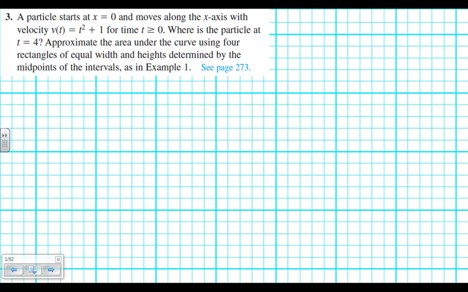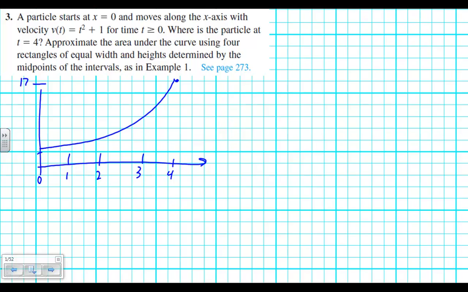Okay, so as I map this out, here I am at 0. I'm going up to 4. Here's 2. Here's 1. Here's 3. Not drawn to scale. All right. It looks to me like at time equals 4, we're up at 17. And at time equals 0, we're at 1. So the curve looks parabolic, something like that.